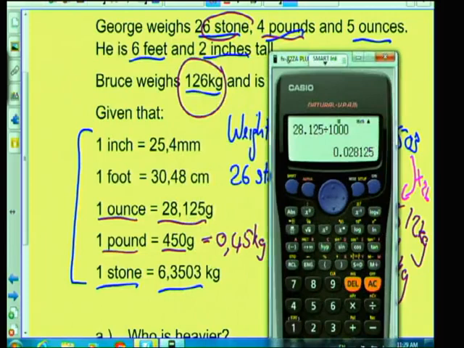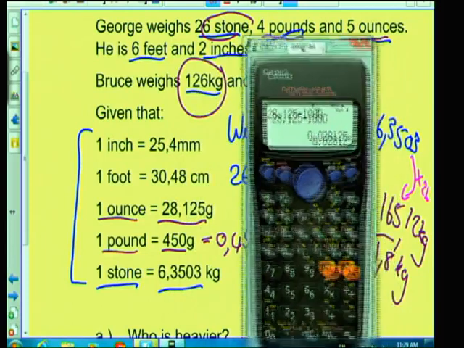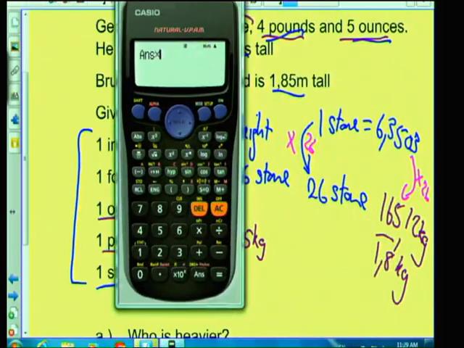But I haven't got 1 ounce, I've got 5 ounces. So what am I going to do to this answer? I'm going to multiply by 5. And that gives me 0.141, or I round it off to 2 decimal places, and it looks fine as far as that's concerned.